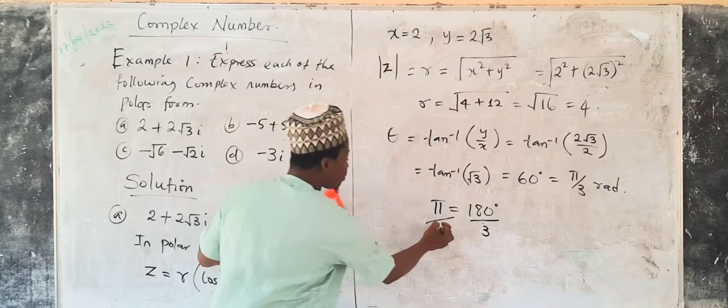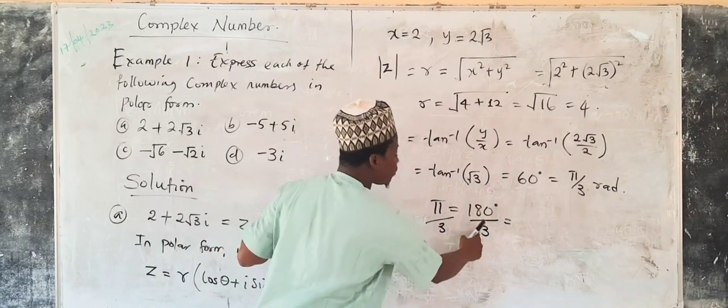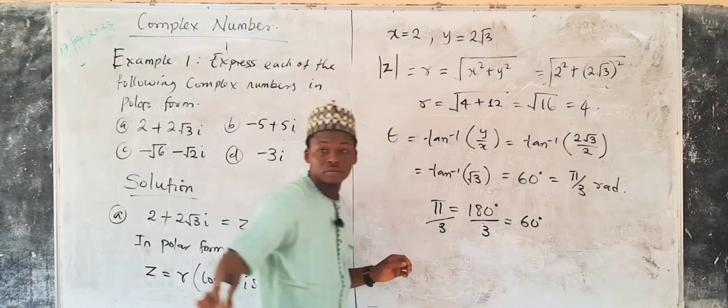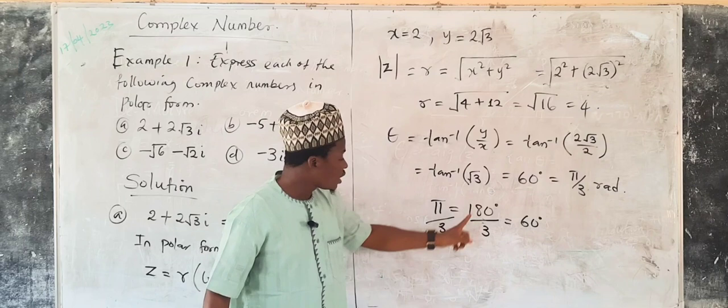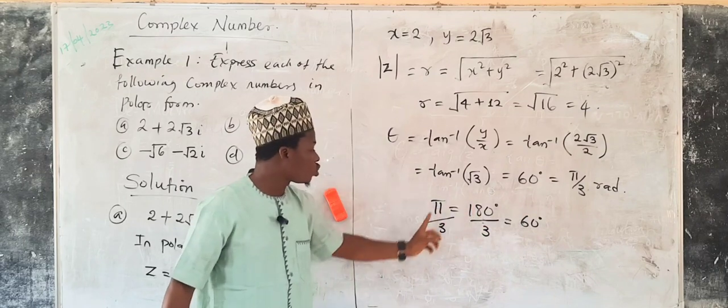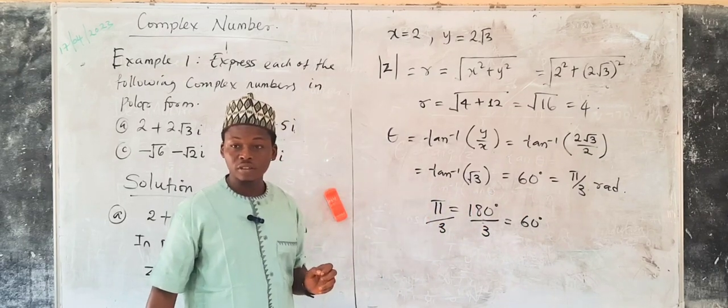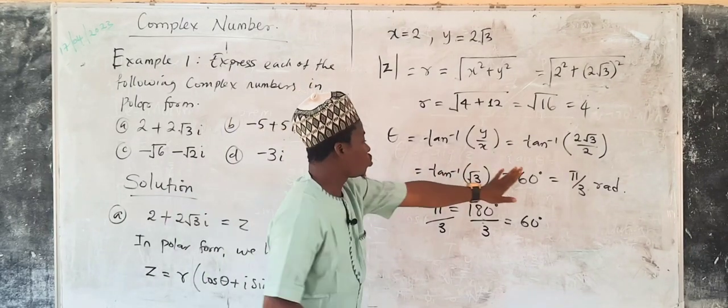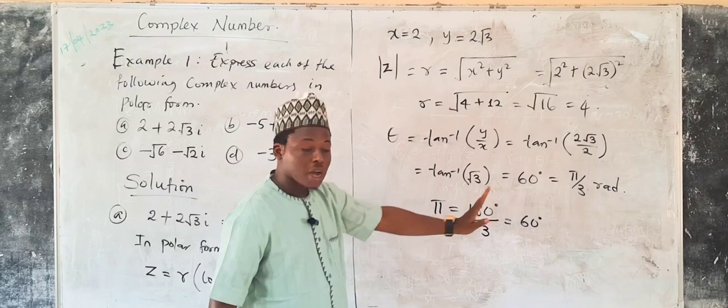Divide this by 3. Because 180 divided by 3 is what? 60. So the equivalent of 60 degrees in radians now will be pi over 3. Do you understand this? So our theta now, which is the argument of the complex number, is pi over 3.